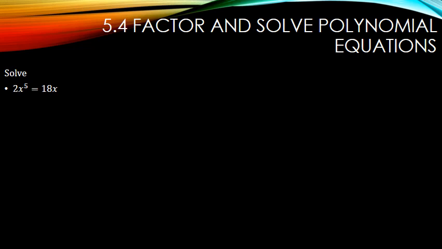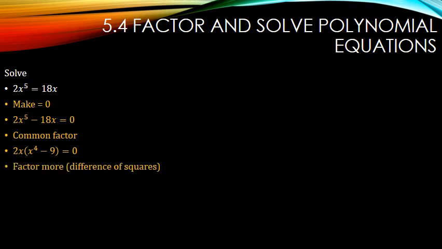Let's move everything to one side, so subtract the 18x. And then factor. And the first step for factoring is common factor. Hey, everything's divisible by 2 and an x. So let's factor out 2x. I'm left with x to the 4th minus 9. Try factoring more. Oh, that's the difference of squares. That's x squared minus 3 squared. So it's x squared minus 3, x squared plus 3.